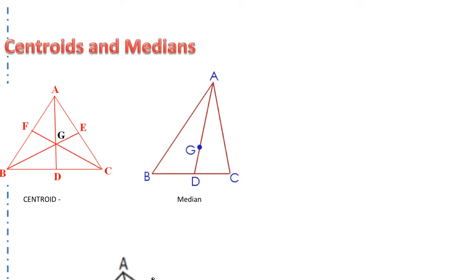So continuing with our triangle unit here, yesterday we learned about the exterior angle theorem and just how to classify triangles. Now we're going to learn two new vocab words, centroids and median.